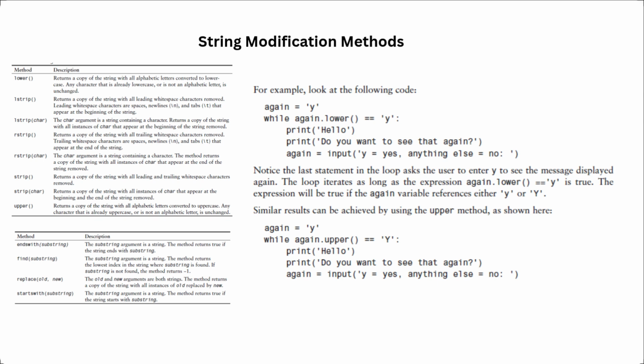Imagine asking a user to type Y or N to continue. By running whatever they input through the upper method first, you don't have to write code to check for both a lowercase y and an uppercase y. You just check the uppercase copy, which saves you both time and logic.